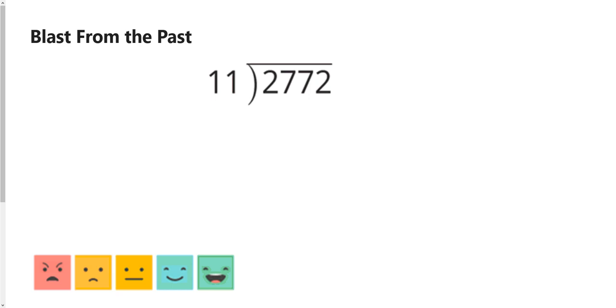If not, here's how. You're trying to figure out, let's say you have the number 2772, and you want to divide by 11. The first thing that you do is look at the first couple of digits. Does 11 go into 2? No. Does 11 go into 27? Sure. It goes into 27 twice. 11 times 2 is 22.